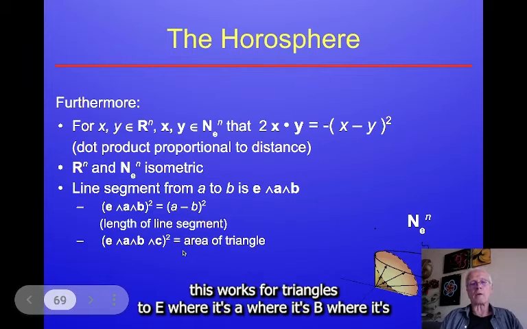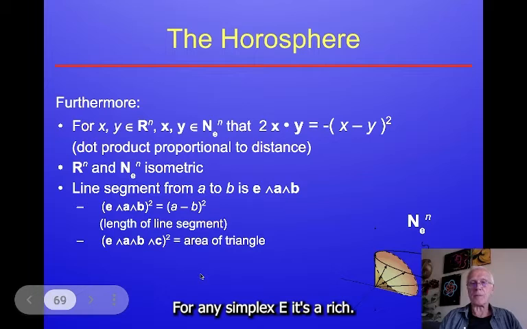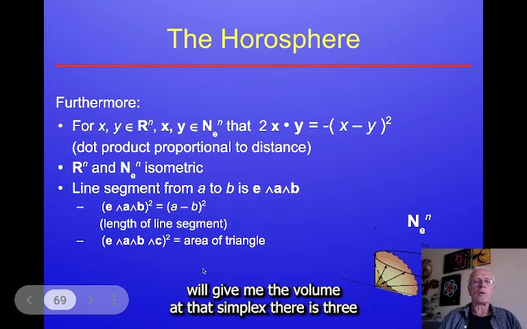This works for triangles too. E wedge A wedge B wedge C squared is the area of my triangle, and so forth. For any simplex, E wedge A wedge B wedge C wedge D and so forth will give me the volume of that simplex. Very sweet.